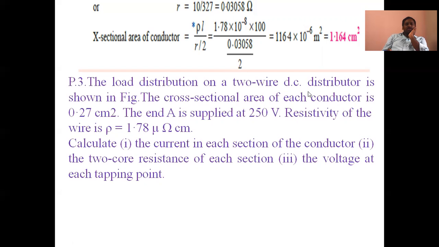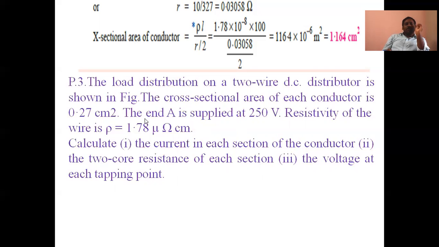The load distribution on a two-wire DC distributor is shown in the figure. The cross-section area of each conductor is 0.27 centimeters. The distributor is supplied at 250 volts. The resistivity of the wire, rho, is equal to 1.78 micro ohm centimeter. Calculate the current in each section of the conductor, the two core resistance of each section, and the voltage at each tapping point.